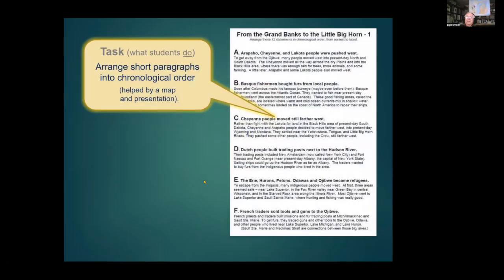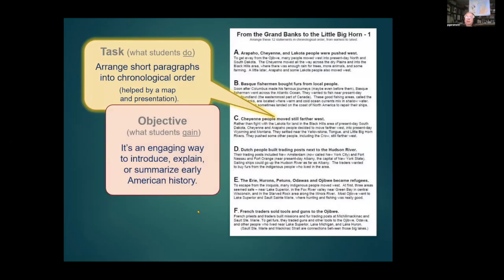Basically, what they get is a number of short paragraphs, and we provide them in a number of different ways. They can either be a list of paragraphs like this, or you can give different groups a card that has one of the paragraphs on it. And their job is then to talk to each other a little bit, helped by a map and a presentation, and to arrange these in chronological order. It's kind of an engaging way to explain or to summarize a number of different steps in early American history.